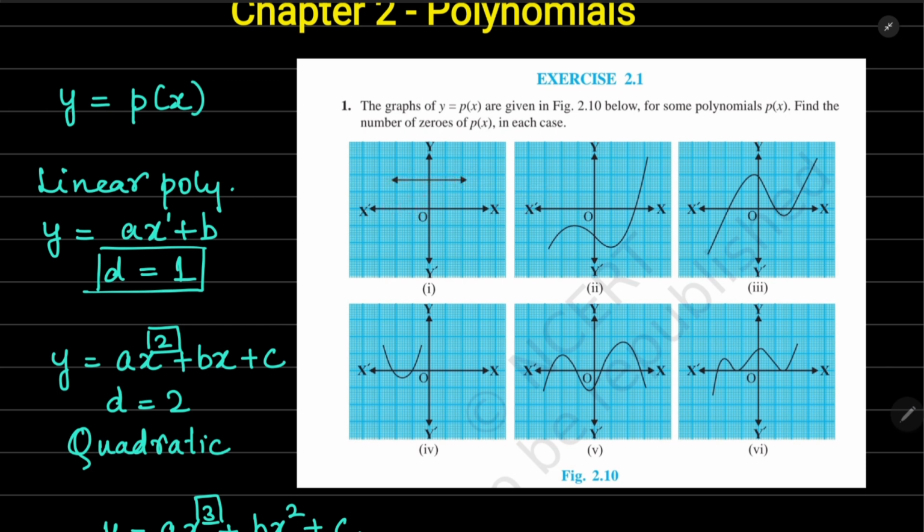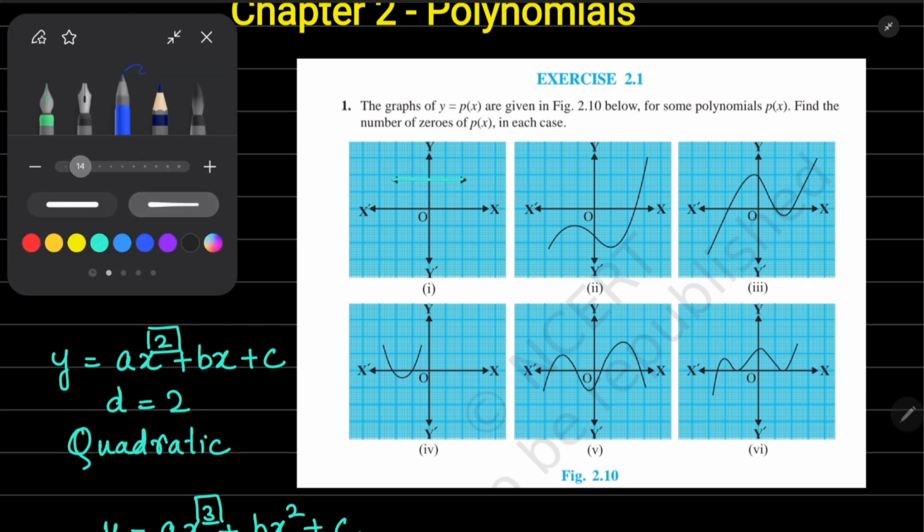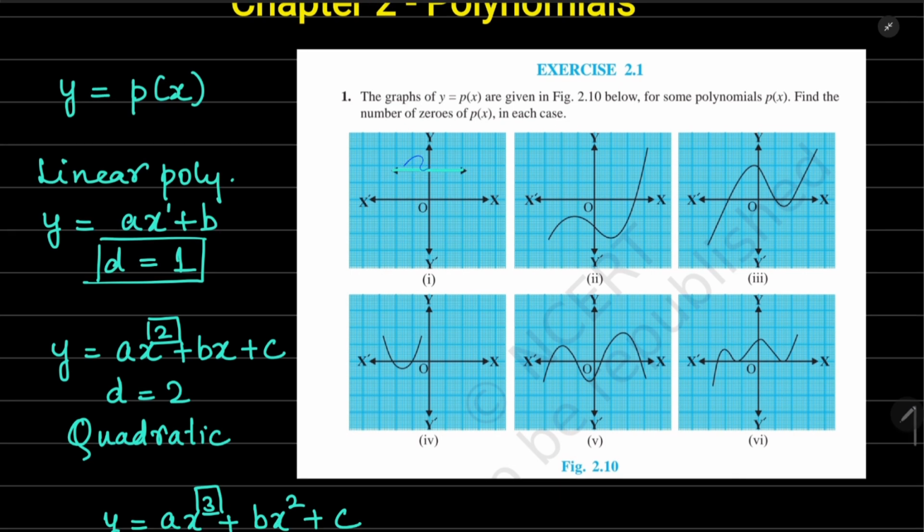So if you see in the first question, it does not cut the x-axis at any point, right? It does not cut. So here the number of zeros is going to be 0. In the second one, look at the graph here. This is your polynomial graph. The number of points at which it cuts your x-axis is only 1. That means the number of zeros is going to be 1. In the third one, the graph cuts the x-axis at 1, 2 and 3. So the number of zeros here will be 3.